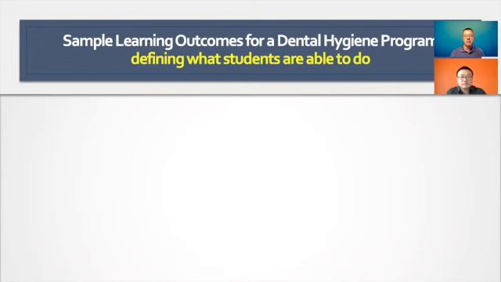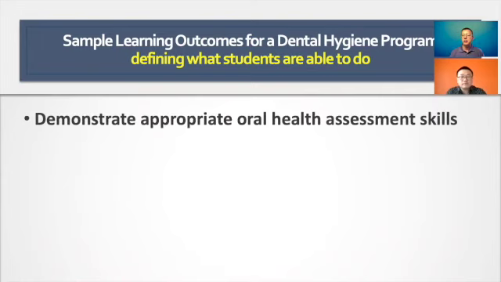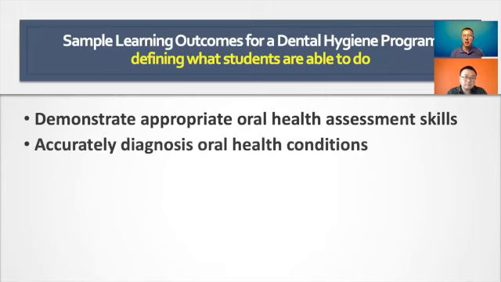So one example is a focus on students' assessment skills in dental hygiene. The students will demonstrate appropriate oral health assessment skills. So you want to think about what skills students need in the workplace and place those as the outcomes that need to be assessed somewhere within your program.